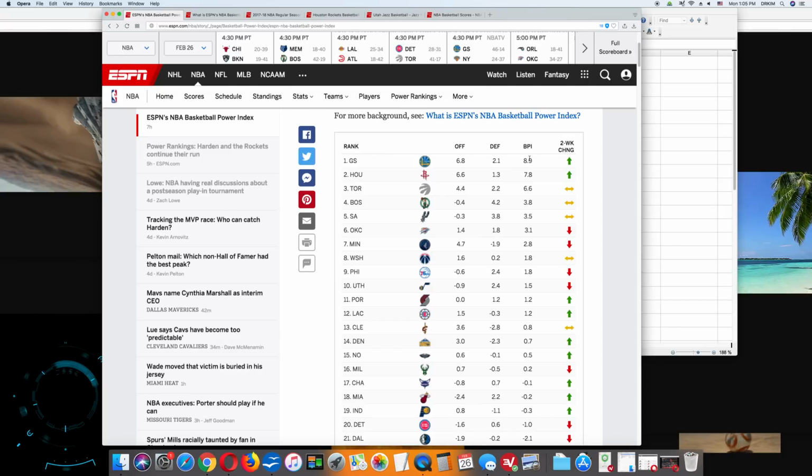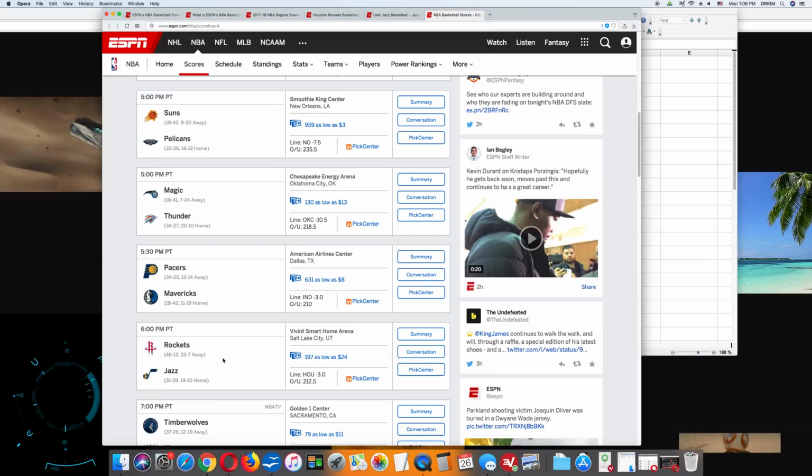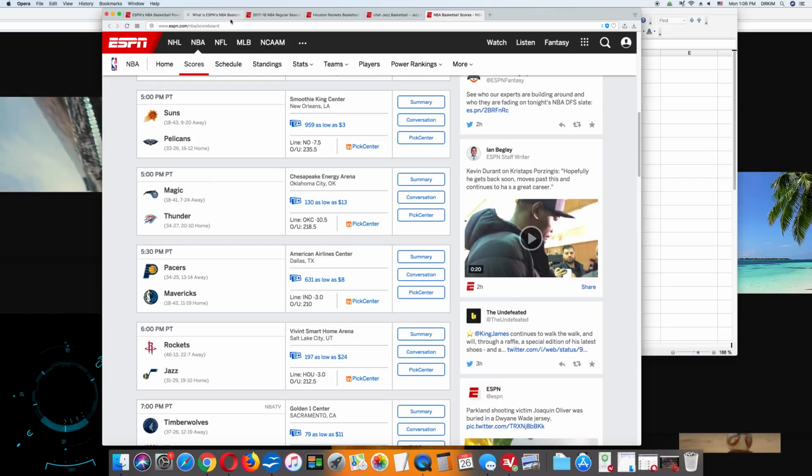In order to calculate the point spread, we're going to be using the BPI. For today, let's use the example of a game that's being played today between Houston and Utah. Okay, so Houston and Utah are playing. Houston Rockets are on the road. Utah Jazz is the home team, and the point spread is -3 Houston. The road team Houston is -3. So let's see what happens when we calculate our point spread.